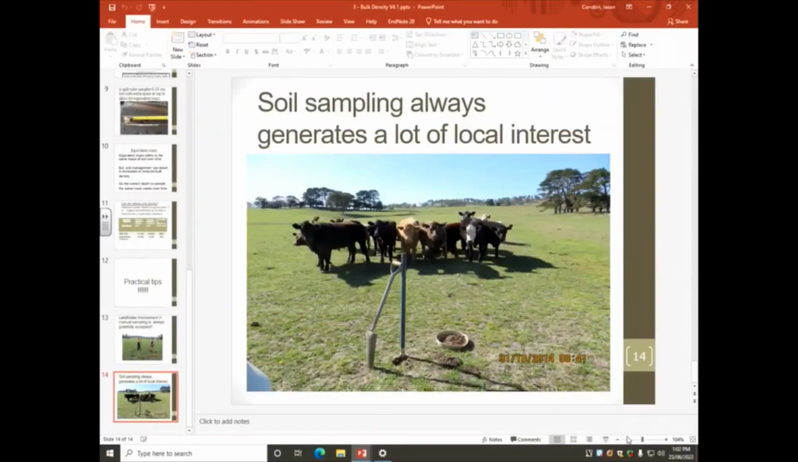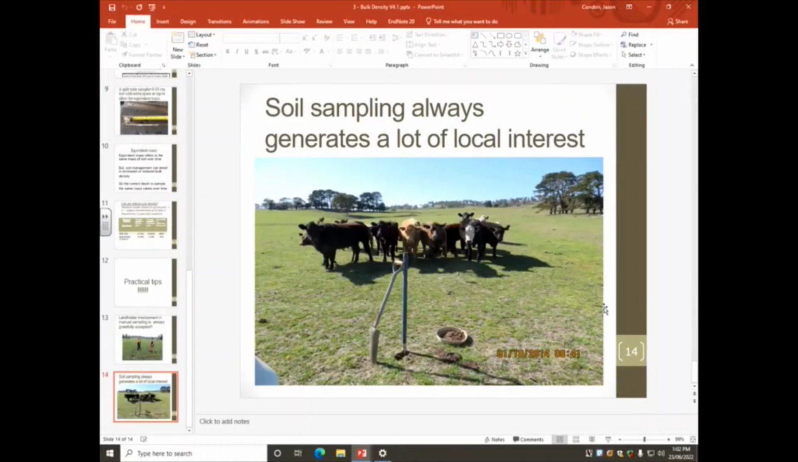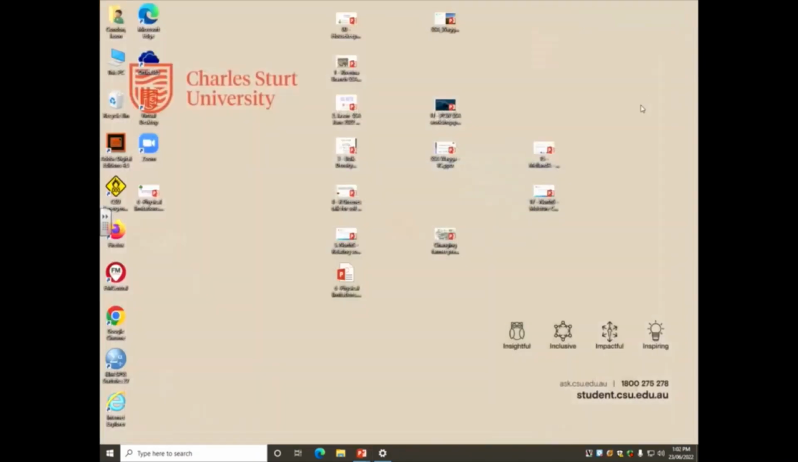Just a moment, just the last one. One of those swine, I call them swine, came over and trod on my soil sieve. So, you know, it's a bit of a problem. Thank you.